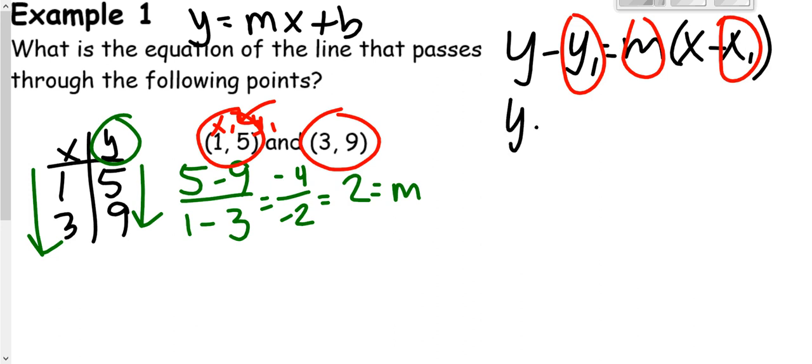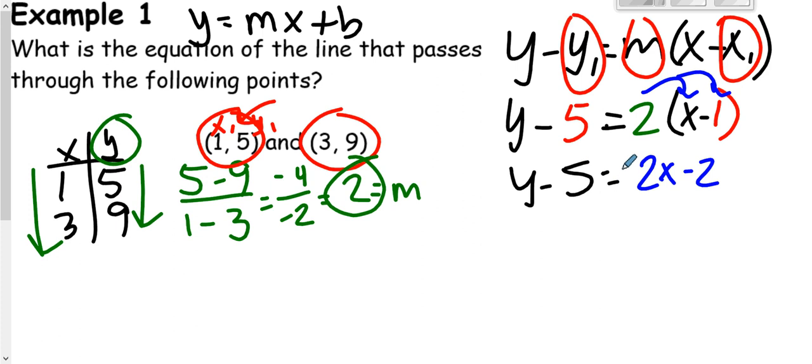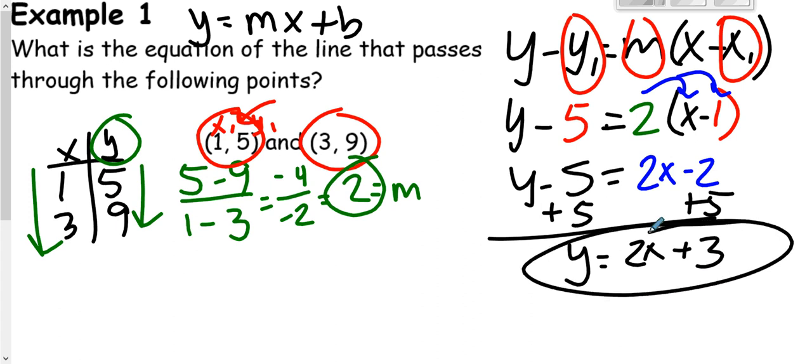So I'm going to say y minus, and I'm still going to have my x minus over here. And I'm going to plug in my y1, which was 5, the m that I found, which was 2, and then my x1, which is 1, and then I simplified just like we did before. So from here, I would just distribute the 2. So I now have 2x minus 2. I'm going to bring down my y minus 5 on this side. And then my last step is to add the 5 over. So I get y equals 2x plus 3. Does that say y equals mx plus b? Yeah. So that's our answer.